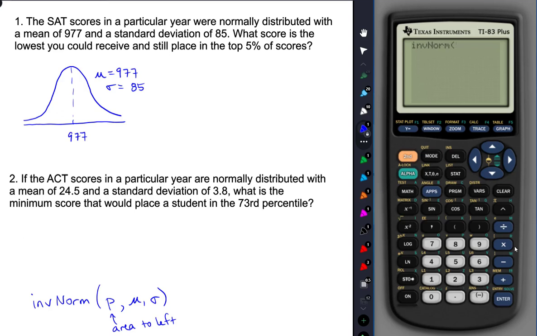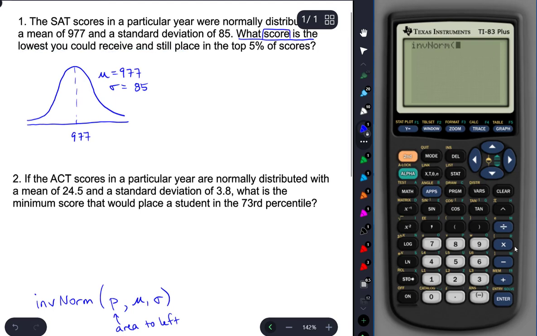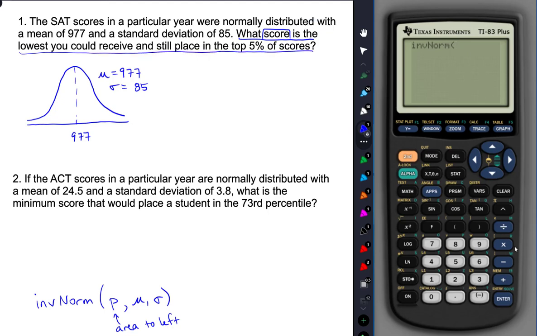Now, our mean is located right in the center. Then the question is, what score is the lowest you could receive and still place in the top 5% of scores? So you're not being asked for a probability or a percentage. If that were the case, you would be answering with normal CDF. You're being asked for a value relative to your mean and standard deviation. That's where inverse norm comes into play.